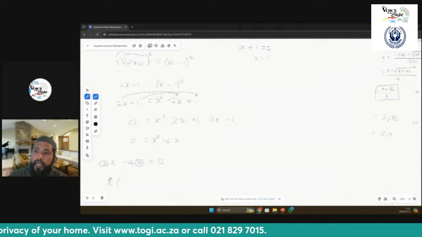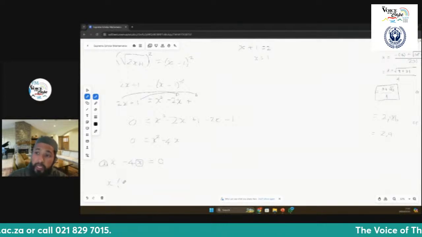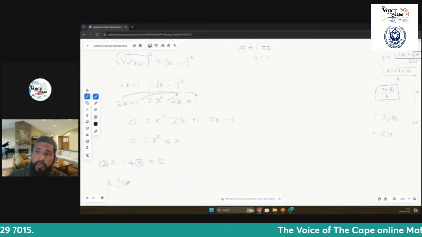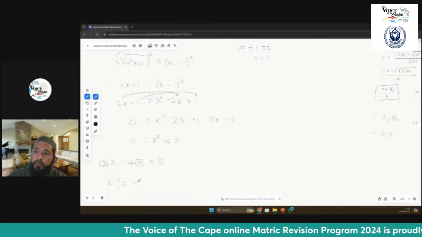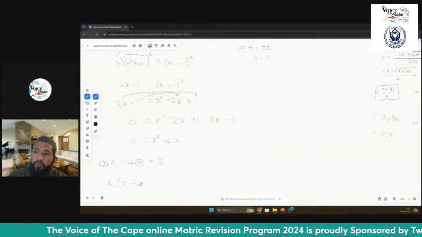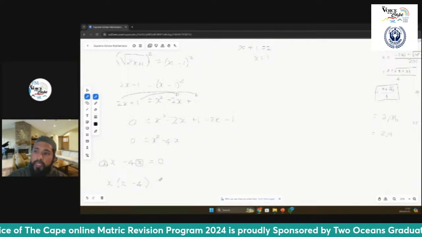And then I open a bracket and I say x multiplied by what gives me x squared? Well, x multiplied by x gives me x squared. And x multiplied by what gives me negative 4x? Well, minus 4. Minus 4 times x gives me minus 4x. And that would be the factorization.